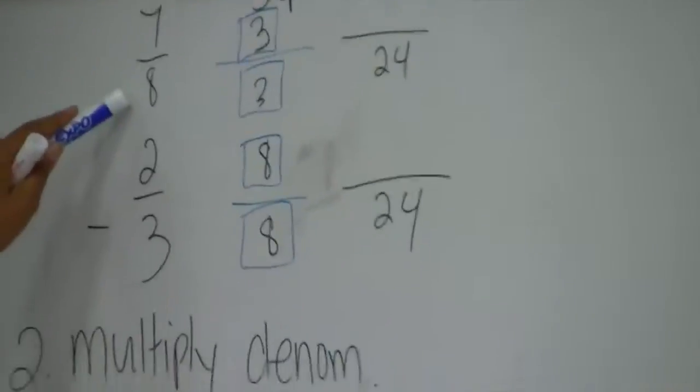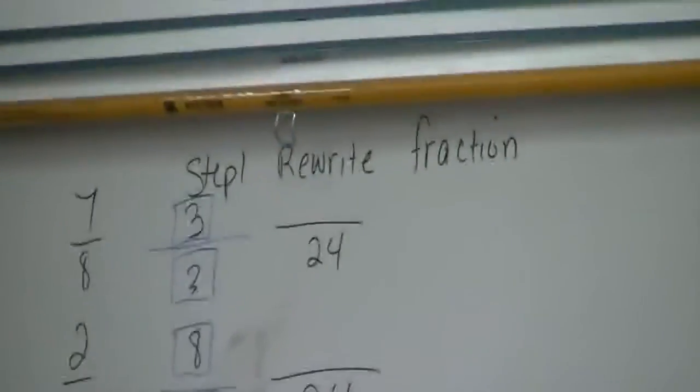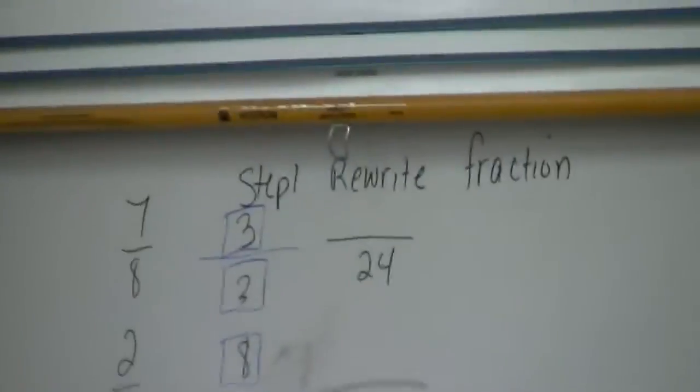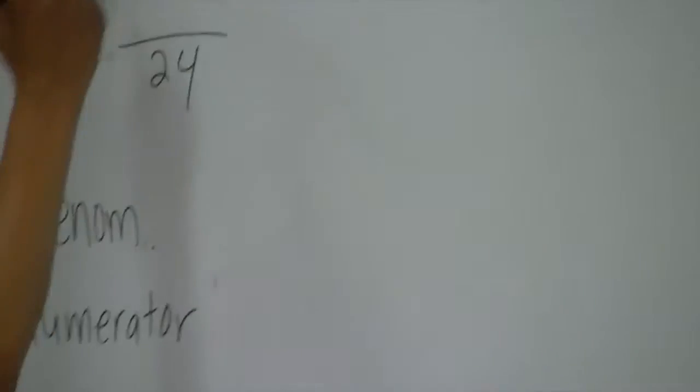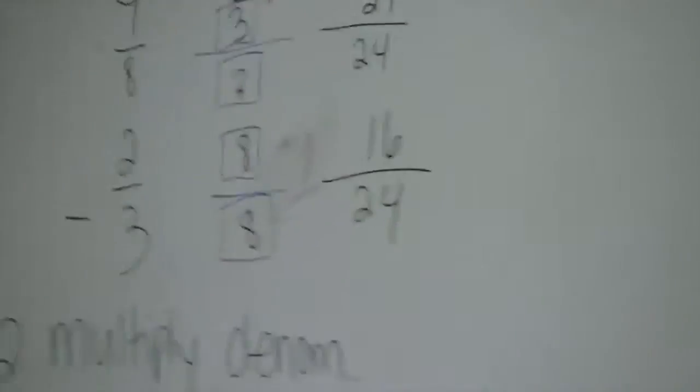7/8? Well, let's do this first. Multiply the numerator. Step 3. 7 times 3 equals what? 21. 2 times 8 equals what? Rebecca? 16. Now, I've got common denominators.